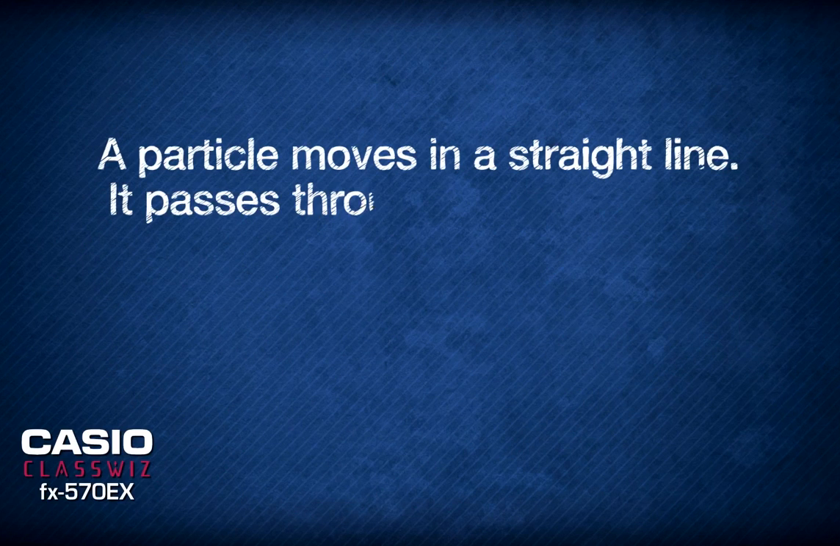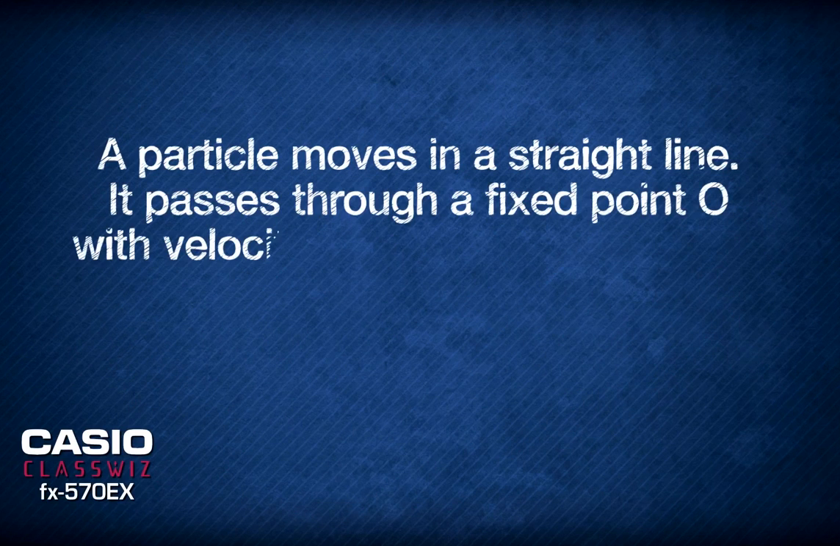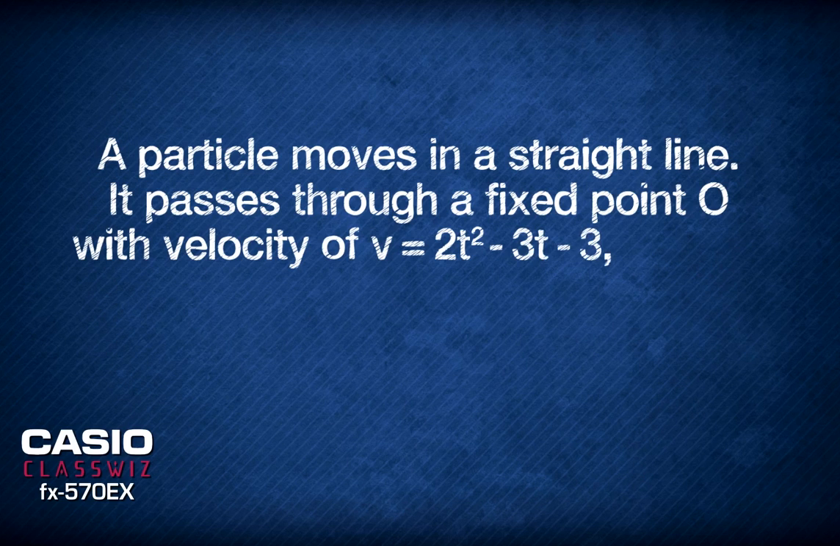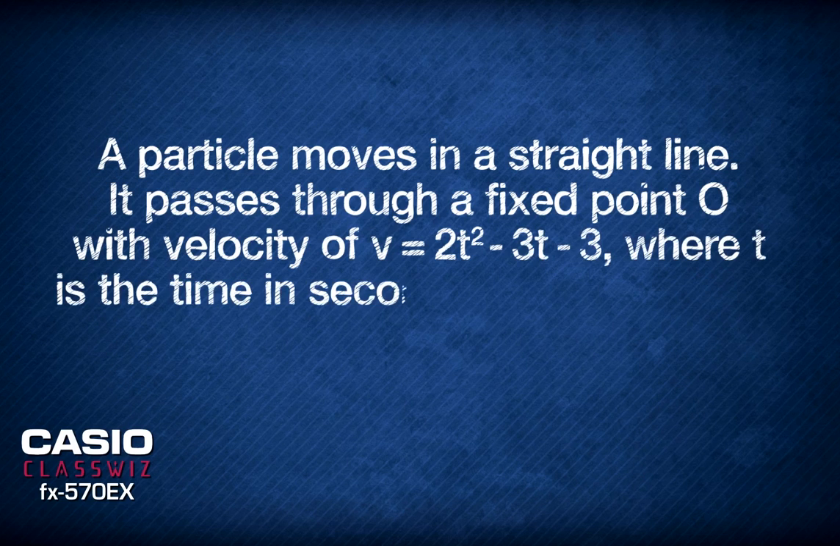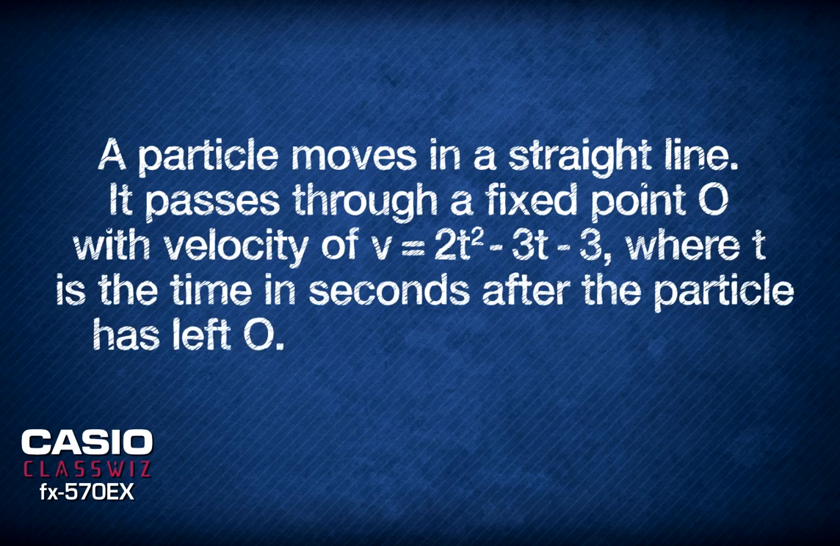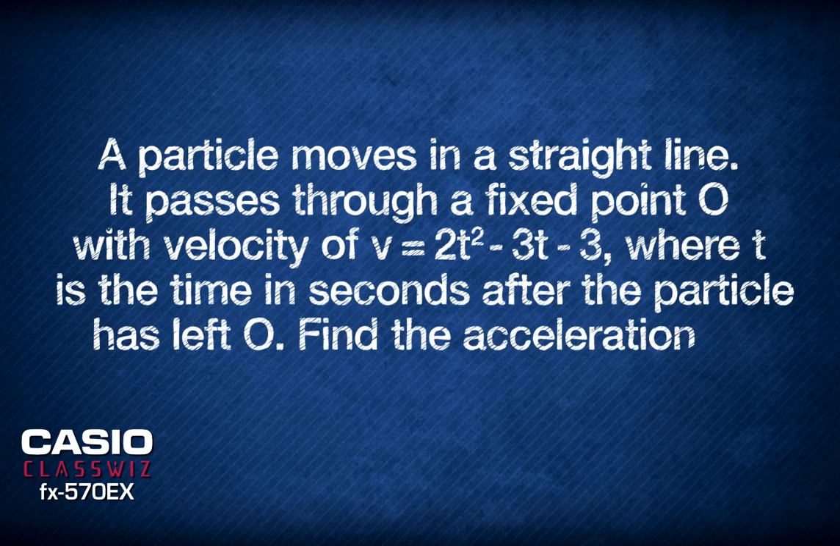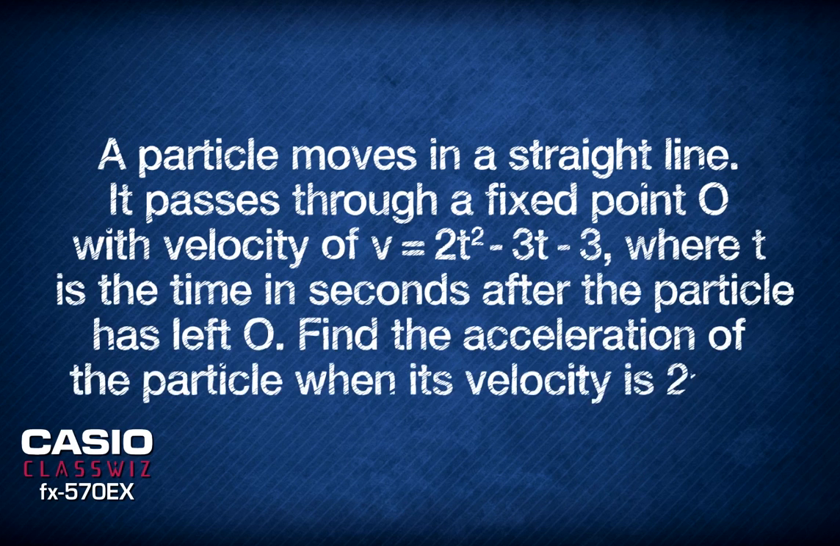Alright, now this time the question goes: a particle moves in a straight line. It passes through a fixed point O with velocity of v equals 2t squared minus 3t minus 3, where t is the time in seconds after the particle has left O. Find the acceleration of the particle when its velocity is 2 meters per second.